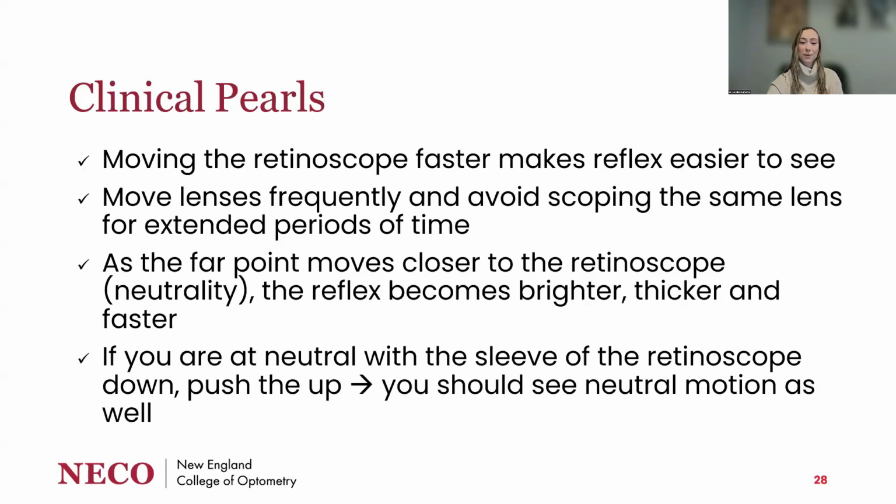As the far point moves closer to the retinoscope or closer to that neutrality point, the reflex becomes brighter, thicker, and faster. So if your reflex is very dim, very slow, and difficult to appreciate, you can assume that you're likely very far off from neutrality, and you might want to make bigger jumps when you're adding either plus or minus lenses. And if you're at neutral with the sleeve of the retinoscope down, you can also push that up, and you should see neutral motion as well to double check yourself.